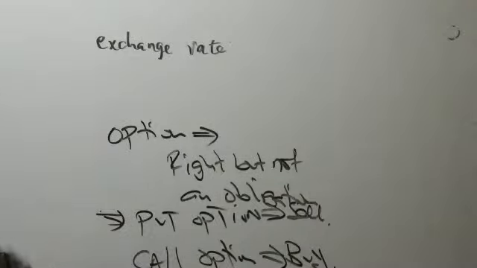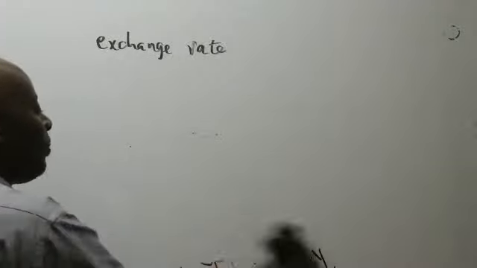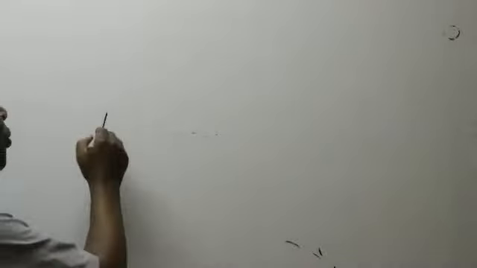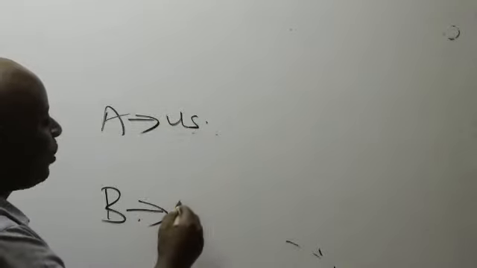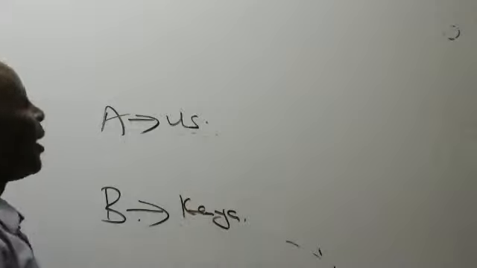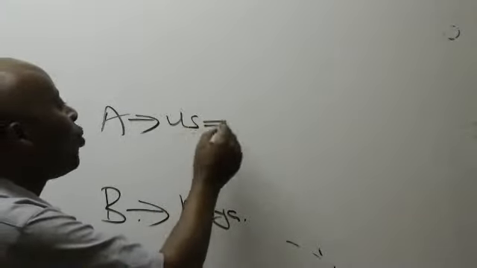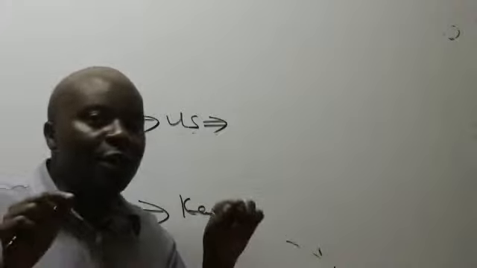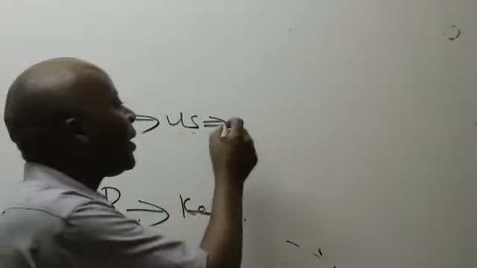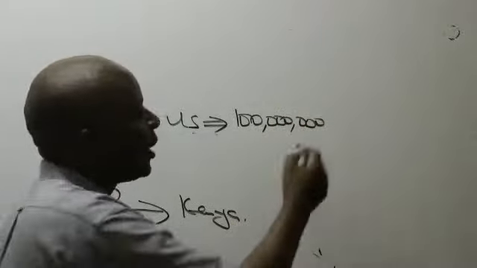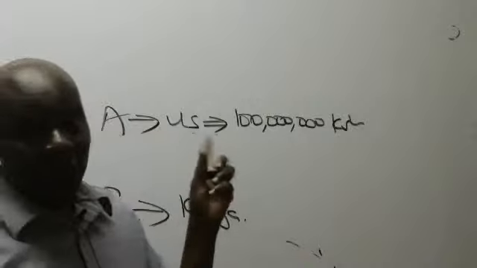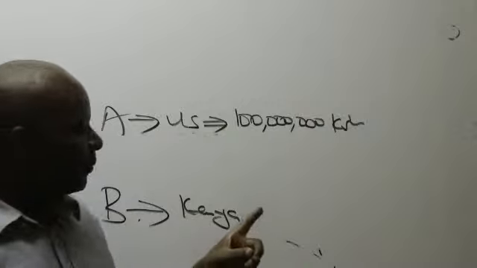Ladies and gentlemen, for me to be able to simplify this, they are talking about currency swap. So we'll have two organizations here. We have company A, company B. Company A could be based in the US. Company B could be based in Kenya. Now, company A, for example, could be wanting to invest in Kenya, and perhaps in this case they want 100 million Kenya shillings. But remember, they are based in the US.